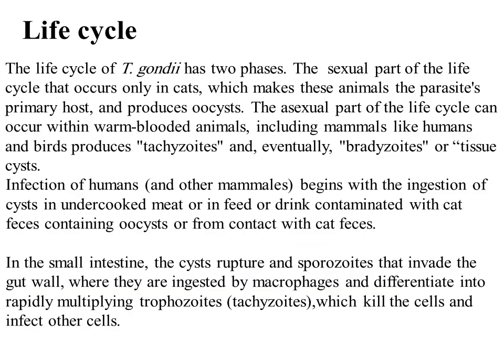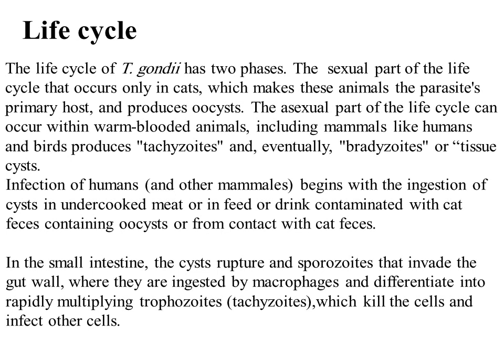Life cycle. The life cycle of Toxoplasma gondii has two phases: sexual and asexual. The sexual part occurs only in the cat, and these cats are the primary host for the parasite and produce oocysts. The asexual part occurs in warm-blooded animals like humans and other mammals such as birds, and produces tachyzoites and eventually bradyzoites.